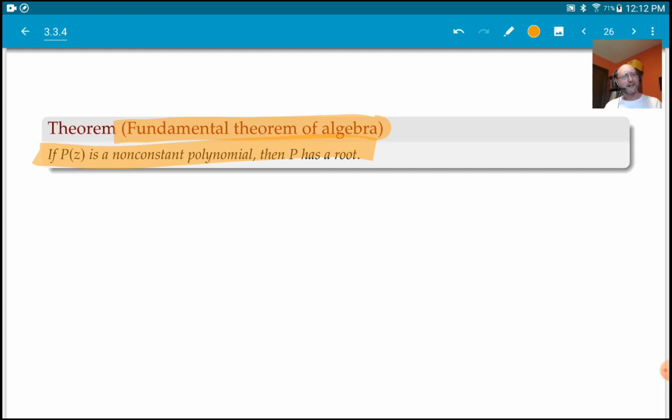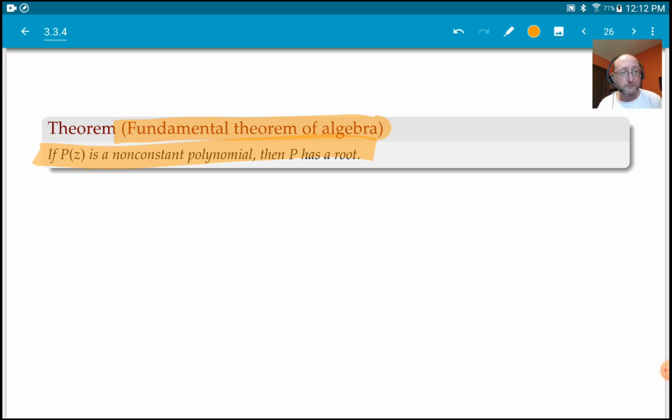There are other versions of the fundamental theorem of algebra. You can divide it, and you get something of degree 1 less, and then you can show that, up to multiplicity, a polynomial of degree d has d roots, and so on. So this is the most basic version: whenever I have a non-constant polynomial, then it has a root. That means that there is a z such that p of z is 0.